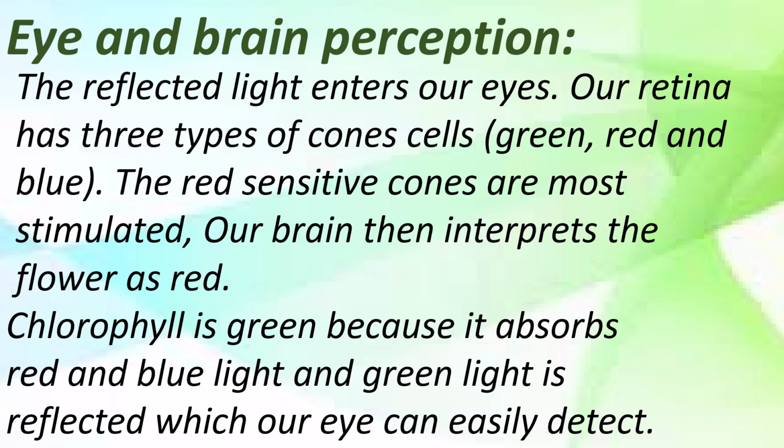Chlorophyll, a green pigment, is green because it absorbs red and blue light, and green light is reflected, which our eye can easily detect. So in this way we see the color of red rose, and the green color of chlorophyll.